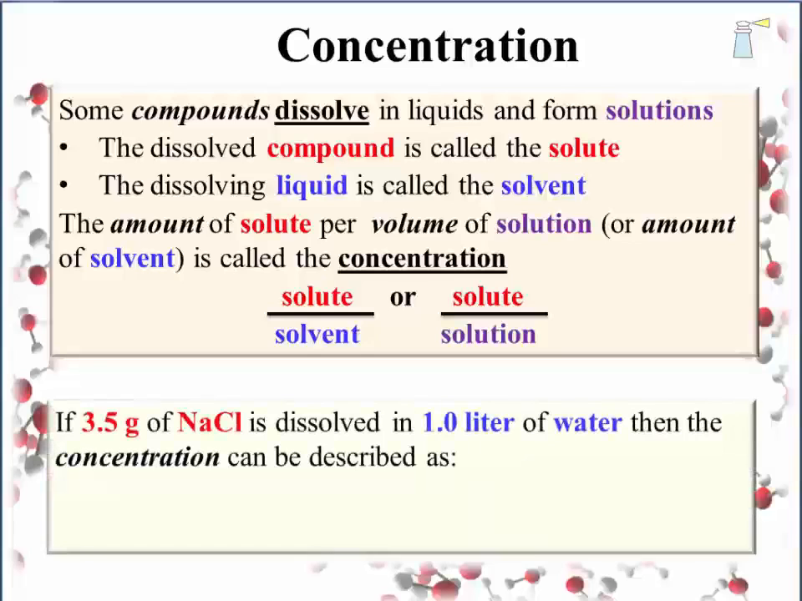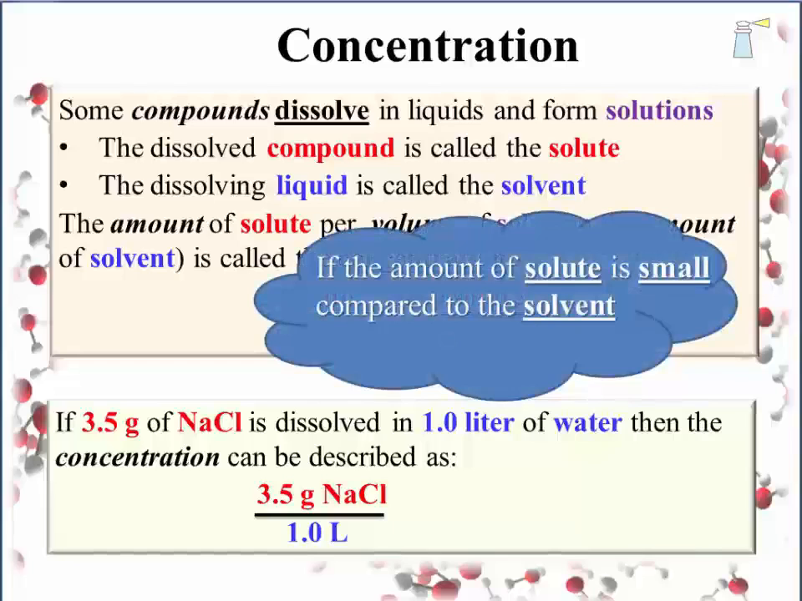Giving some values to concentration, if 3.5 grams of NaCl is dissolved in 1.0 liters of water, then the concentration can be described as the amount of solute, 3.5 grams, over the amount of solvent, 1 liter. An all-important note can be made here. If the amount of solute is small compared to the amount of solvent, then the volume of solution is approximately equal to the volume of the solvent.